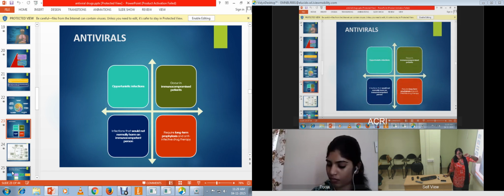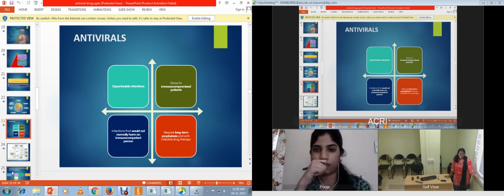All these infections are opportunistic infections. Why do we say that it is an opportunistic infection? Because you get the infection when you are immunocompromised. It needs an opportunity to trigger, occurring in immunocompromised patients, an infection that would not normally harm an immunocompetent person. It requires long term prophylaxis and anti-infective drug therapy. Along with the antiviral, they treat with antibacterials also. Why? Because after a viral infection, the chance of getting a secondary bacterial infection is higher. Yes.